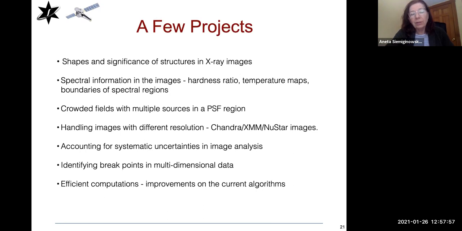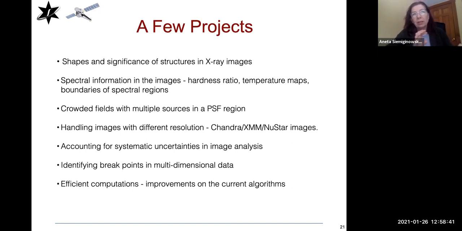There are crowded fields with multiple sources in a PSF region. This was the example of the galactic center, where we have these crowded regions, and we want to resolve individual sources, handling images with different resolutions, so Chandra and XMM and NuSTAR, which is basically applying some of our old developed methodology to different astrophysical problems. Accounting for systematic uncertainties in image analysis, which is mainly PSF, and identifying breakpoints in this multidimensional data.